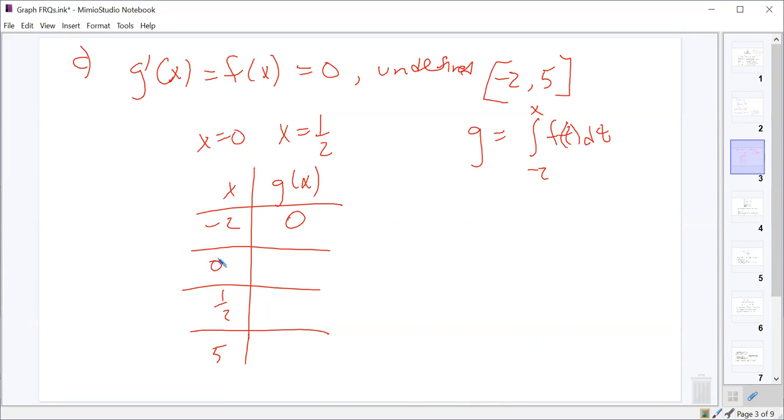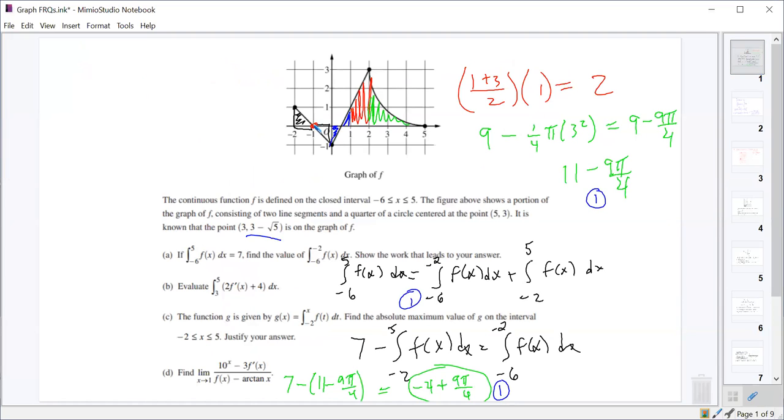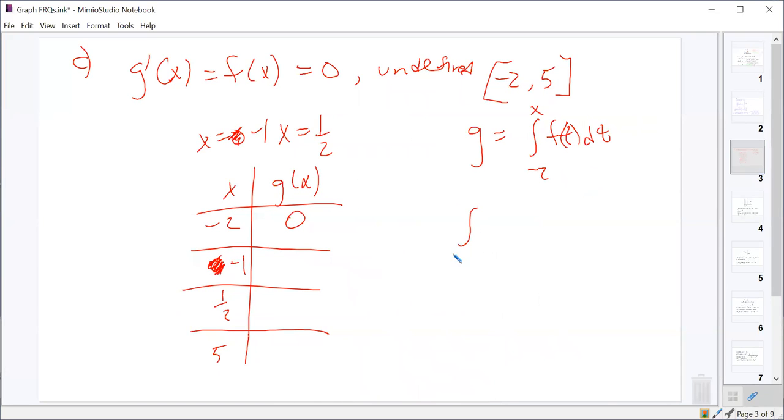Why did I put 0 on here? That's not actually a value. Our value is -1 that we said, wasn't it? Yeah, -1 is where I crossed through. Okay, so we're looking for the integral from -2 to -1 of f of t dt.